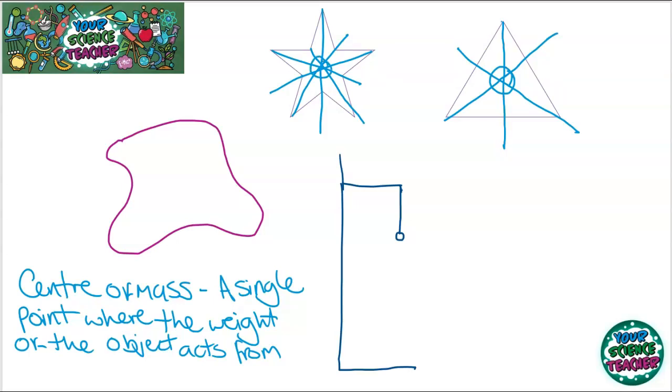However, not all objects are symmetrical. Look at this object, for example. We can't draw any lines of symmetry on it. Instead, we need a different way to calculate the center of mass, and the way we do that is using the setup that we've got down here. You can see that I've drawn a clamp stand. The clamp stand is used with something called a plumb line, and the plumb line acts going completely down.